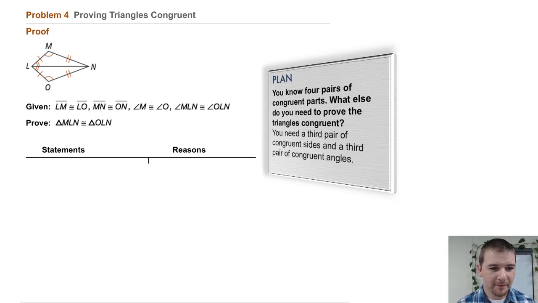Problem 4, proving triangles congruent. So we're given a diagram. A lot of information is shown, a lot of congruent parts. Our job is to prove that triangle MLN is congruent to triangle OLN.